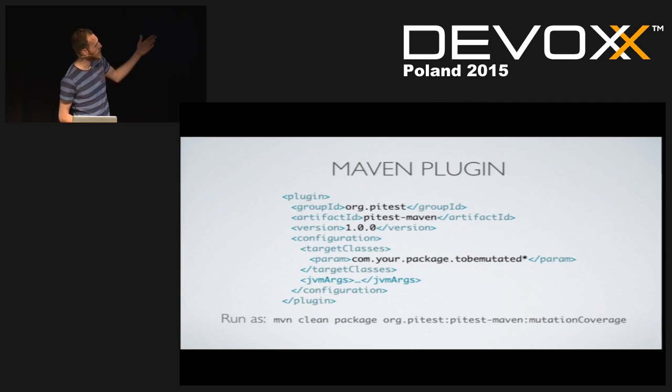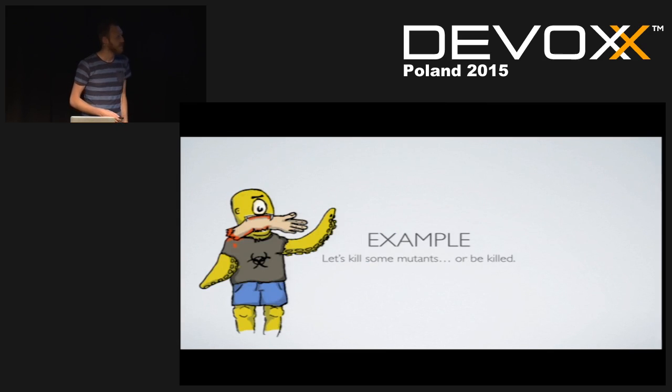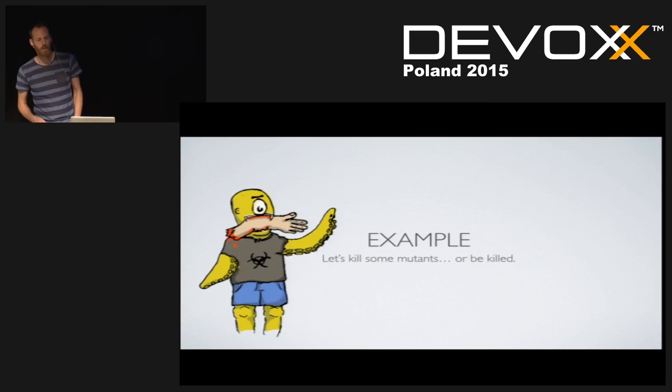In Maven, it's even easier. Just add this plugin, and you have the same parameters. You can say target classes and target tests, and you can run it as mentioned below, but you can also just use it in your regular build. So let's go into an example of how to use this.